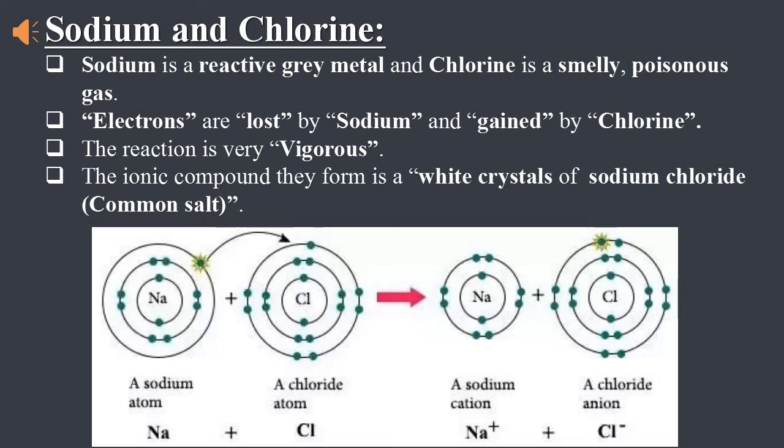Sodium and chlorine. Dear students, sodium is a reactive gray metal, and chlorine is a smelly, poisonous gas. During the chemical reaction, electrons are lost by sodium and gained by chlorine. The reaction is very vigorous. The ionic compound they form is white crystals of sodium chloride, which is also known as common salt.